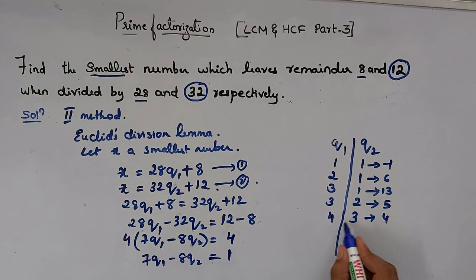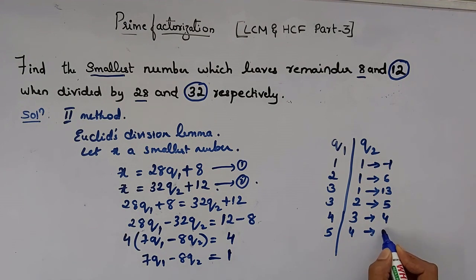Now let's check for 4 and 3. Now let's check for 5 and 4. So 5 and 4 will give you 3. So 6 and 5 will give you 2. 7 and 6. So 7 and 6 will give you 1.